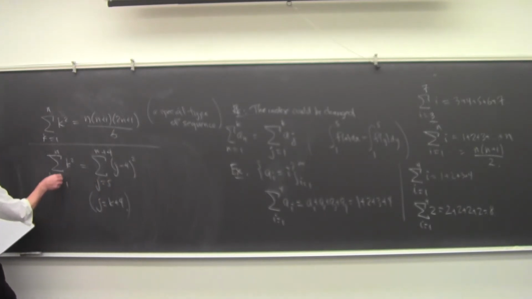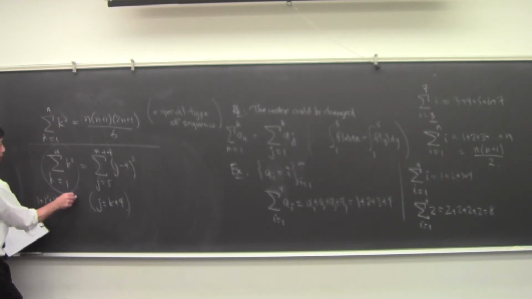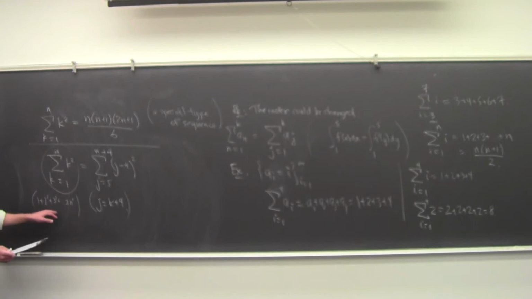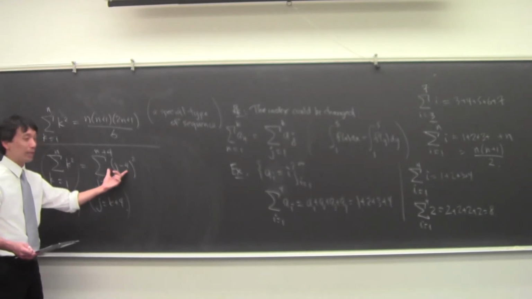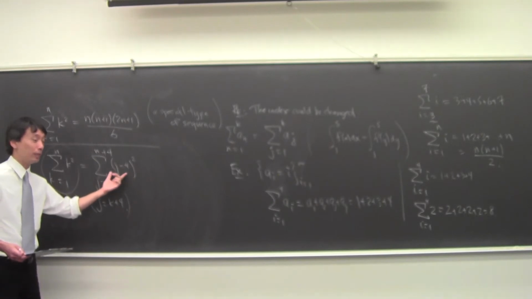Right, so here what I have is the sum of k squared from k equals 1 to n. So this is 1 plus 2 squared plus 3 squared up to n squared, right? I'm rewriting this in a more complicated way for some reason. You might need to do this at some point.